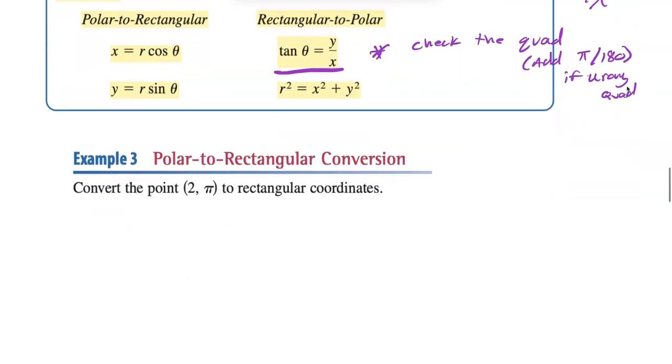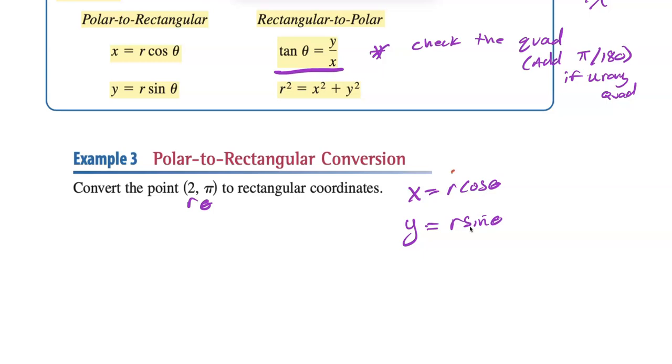Okay, so first one, convert this point to the rectangular coordinate system. So this is my r and my theta. I want x and I want y. Well, if we know the formulas, x is r cosine theta, y is r sine theta. Remember, cosine always goes to x, sine always goes to y. Now we're going to just plug it in.